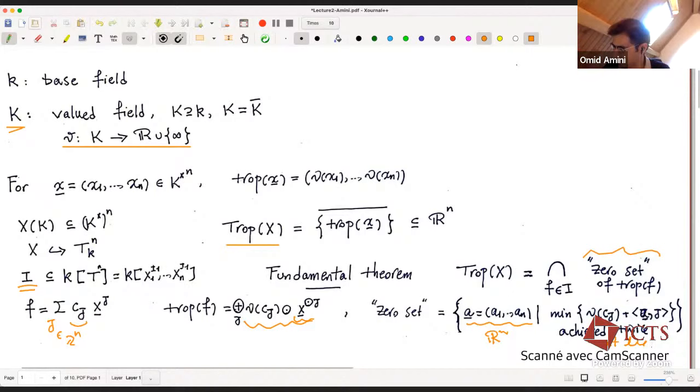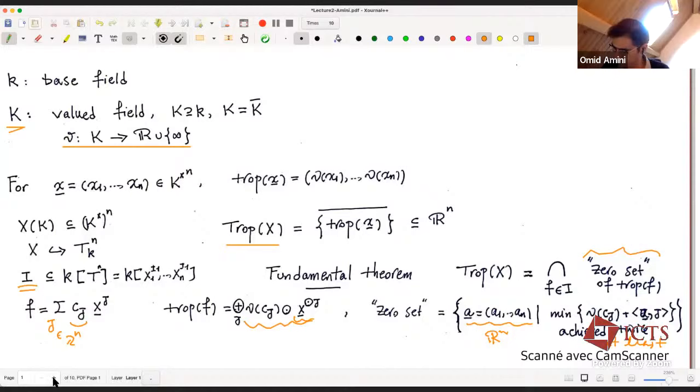Alternatively, this is the set of points which are non-smooth. So you have at least twice. So you see that there is a branching somehow. It's the set of points in Rn such that the value of this function is not smooth at those points.